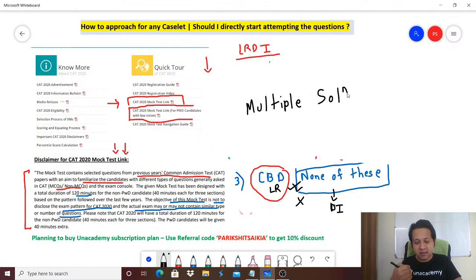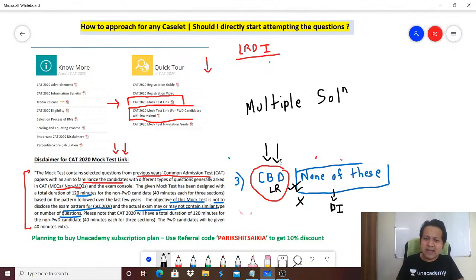Now what does it mean? It means your time to solve the question will increase, right? And because of which you will again decide, okay, should I solve this or shouldn't I solve this? If there is a cannot be determined in 3 out of the 4 questions, you are actually going to think about whether I am going to attempt this caselet first of all.